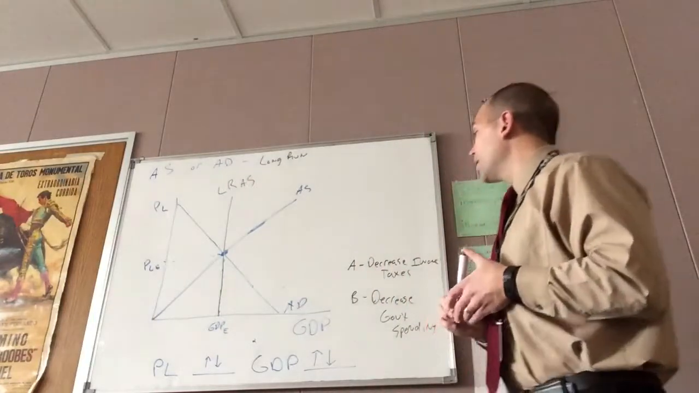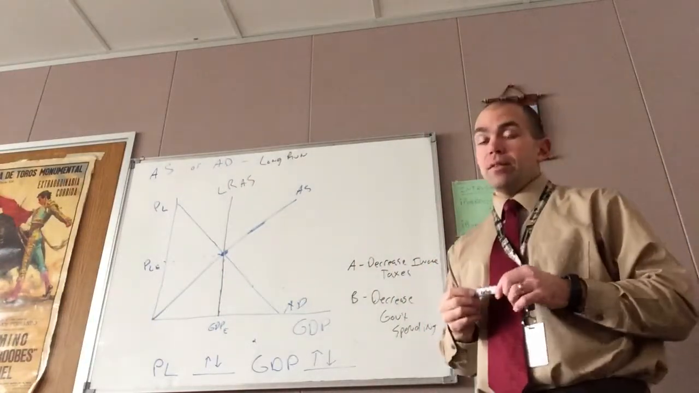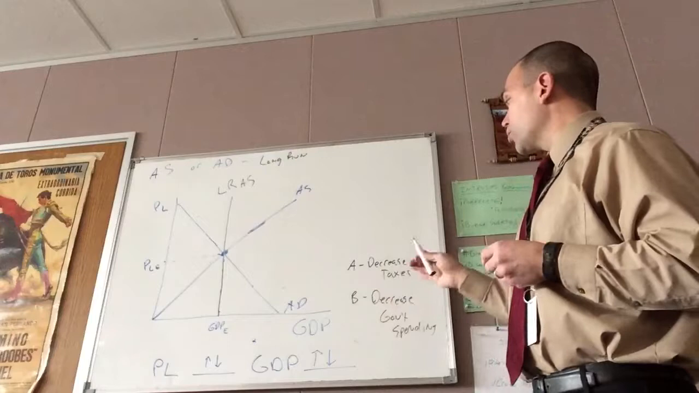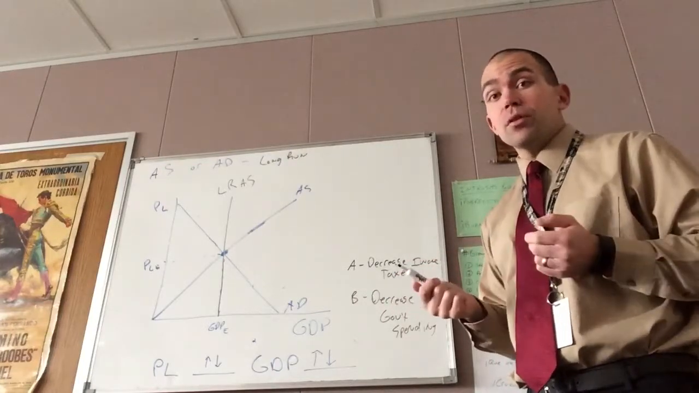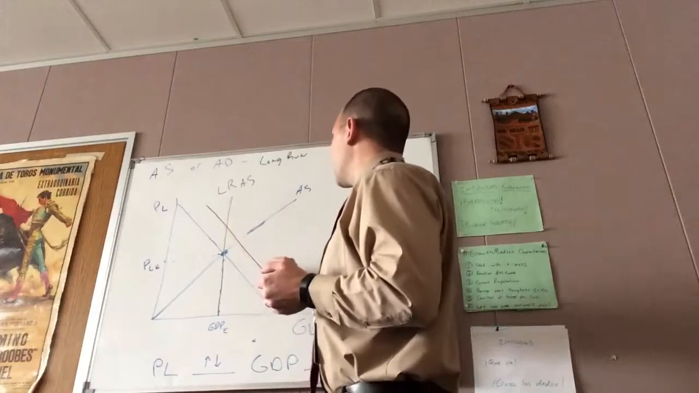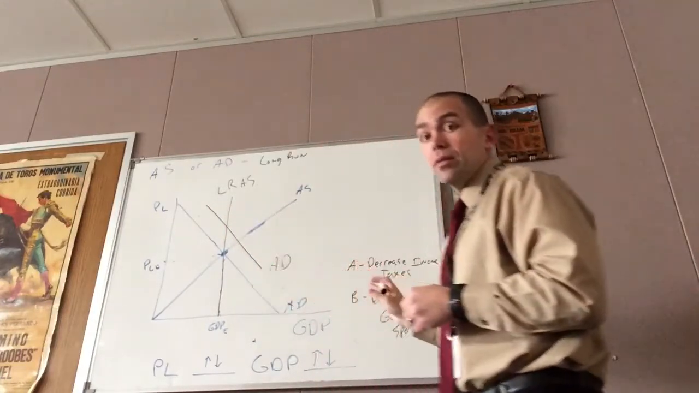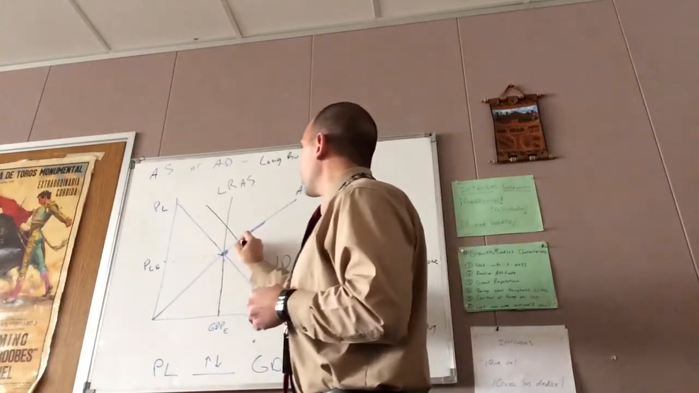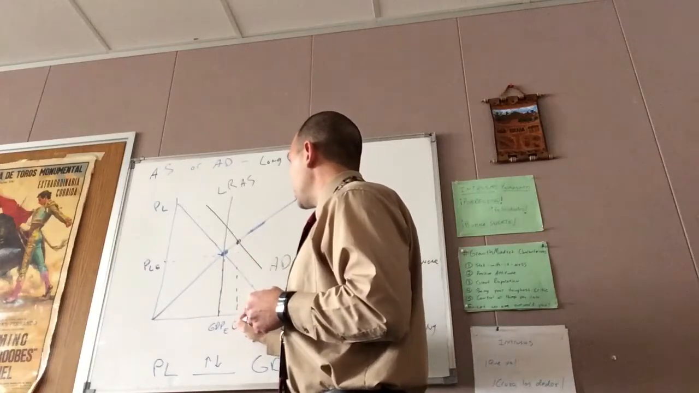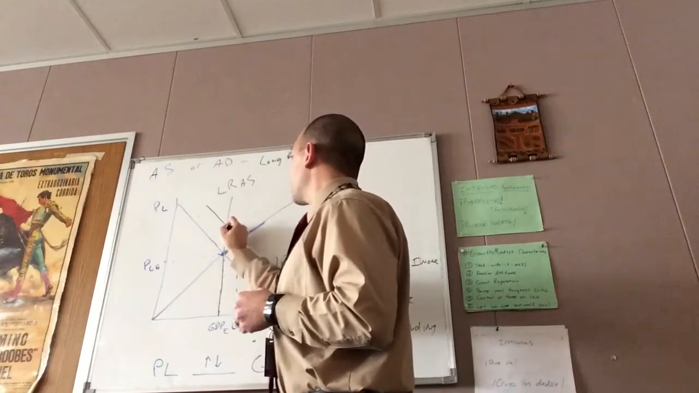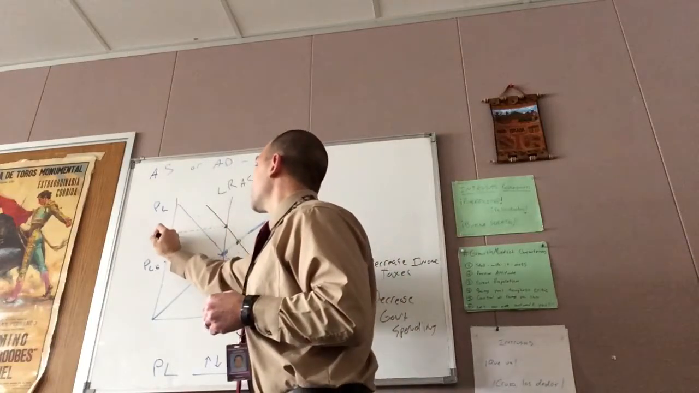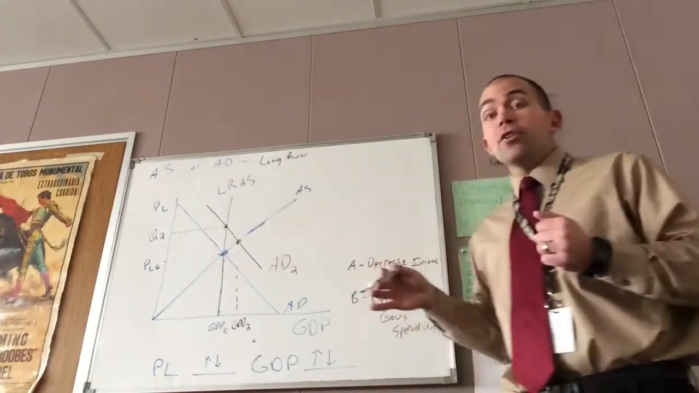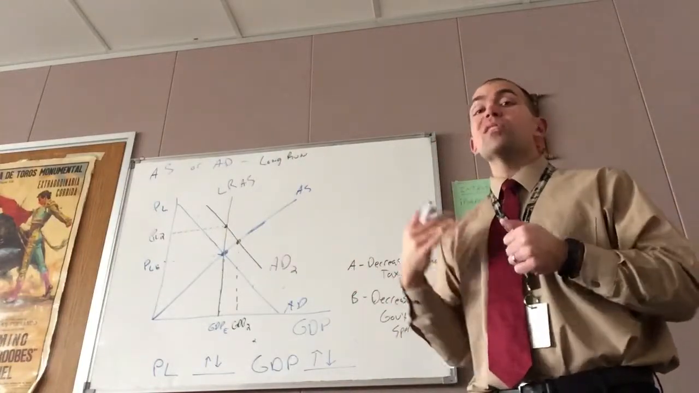Let me explain. Decrease income taxes. Here's what's going to happen. If we decrease income taxes, in the short run, that's going to increase consumption, right? So people have more money. It's going to shift our aggregate demand to the right. We started right here, and now what do we have? We have our GDP 2 and our price level 2. So in the short run, we're going to have a higher GDP, and our price levels are going to increase. But then what's going to happen in the long run?